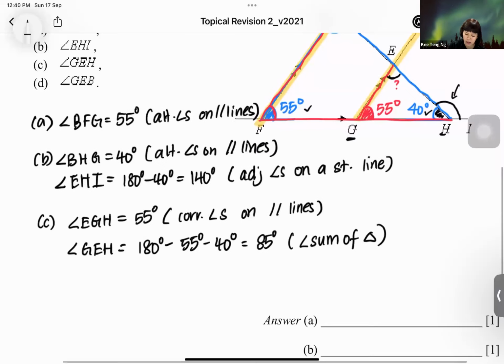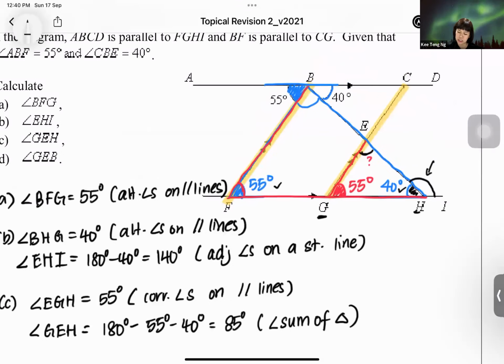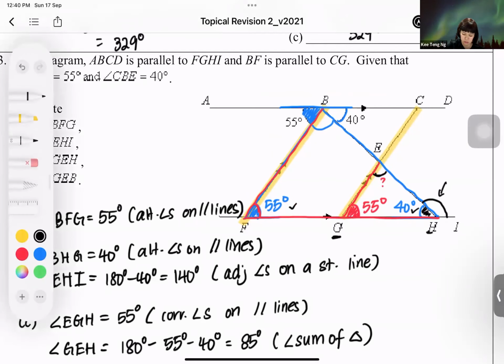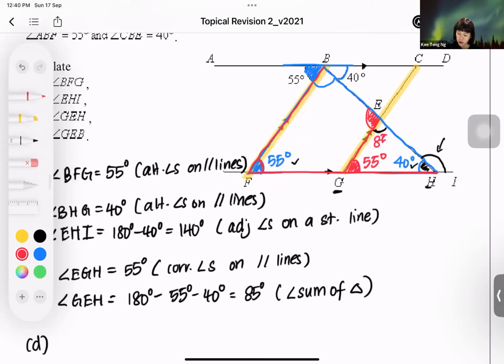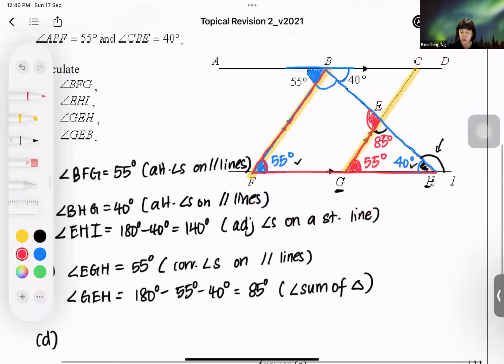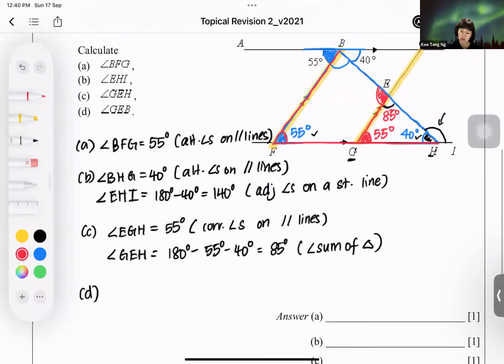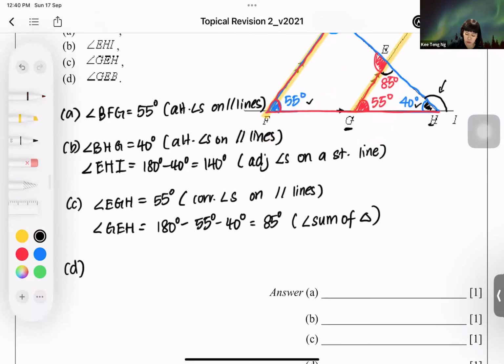Next part, last but not least, part D, find angle GEB. Where's angle GEB? Oh, over here. This one isn't obvious. We already got this angle over here, which is 85 degrees. So we can find that one: 180 minus 85, adjacent angles on a straight line.